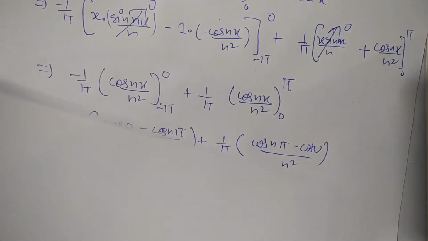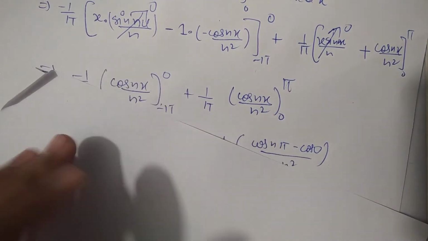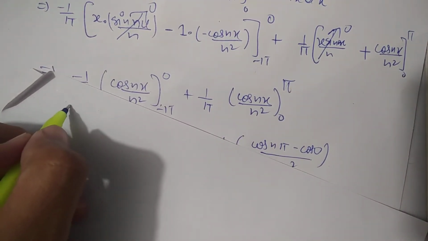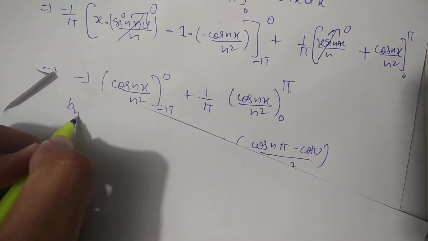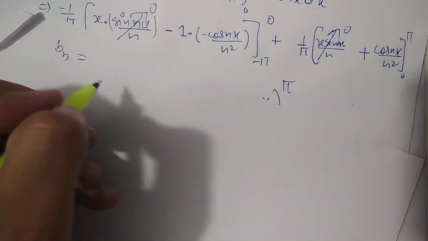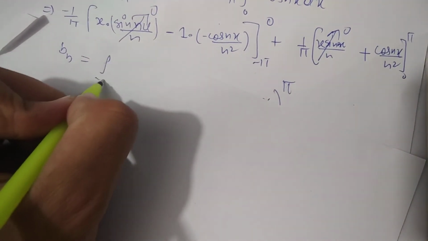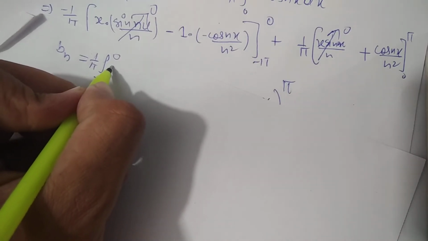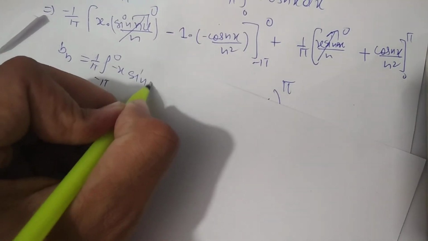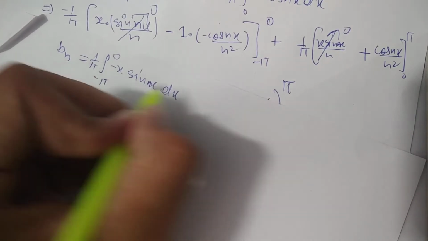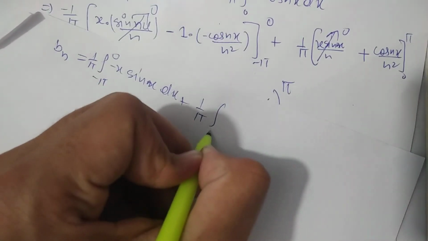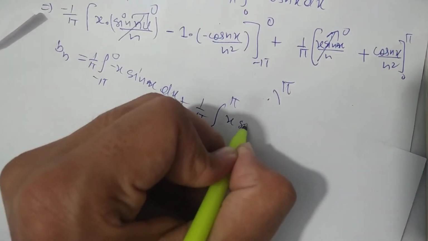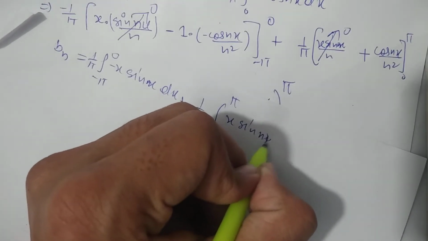Okay, similarly we will get the value of bn, and we know that bn is 0 as this is an even function, but furthermore for our satisfaction we will calculate it. Bn will be integral from minus pi to 0, that is 1 by pi here also, and f of x, that is minus x sin nx dx. Okay, plus 1 by pi integrating from 0 to pi x sin nx dx.